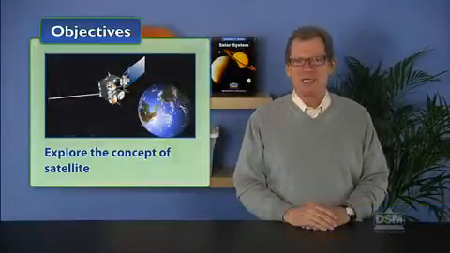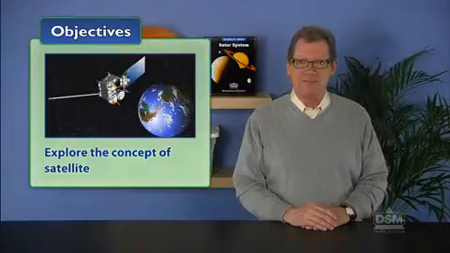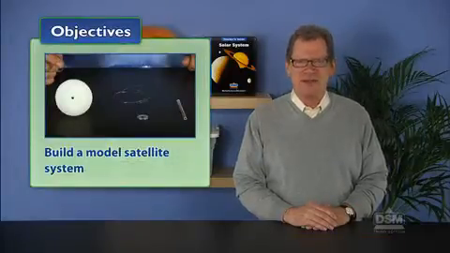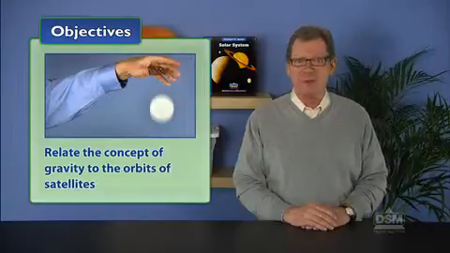In Activity 2, Earth Orbits the Sun, students explore the concept of satellite. They visualize how gravity holds a satellite in orbit around another object in space. Students first build a model satellite system and then relate the concept of gravity to Earth's orbit around the Sun, as well as the Moon's orbit around the Earth.